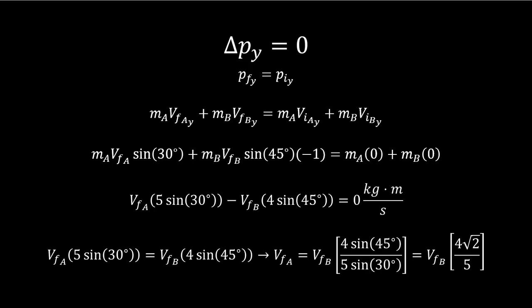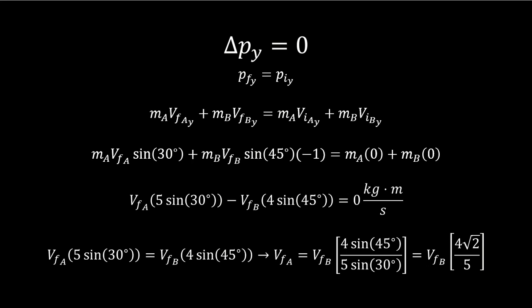So what that gives us is the mass of A times its total final velocity, times sine of 30 degrees, plus the mass of object B times its total final velocity, times sine of 45 degrees, times -1, because the y component of velocity is pointed downwards for object B. All that must equal the mass of A times 0, because its initial velocity was only in the x direction and it had no y component, plus the mass of object B times 0, because it was at rest, therefore it had no y component to its velocity initially.